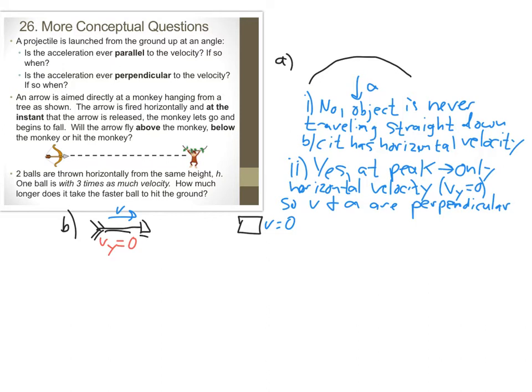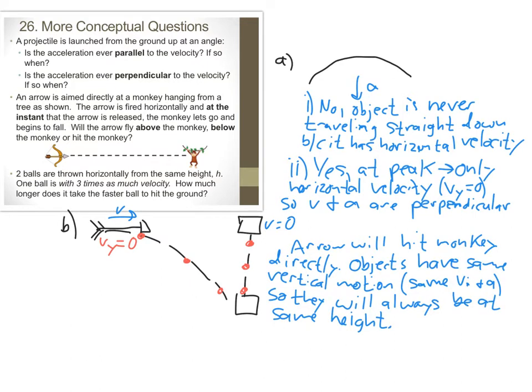So what's going to happen is, as the arrow flies through the air and the monkey falls, at any given location, the arrow and the monkey will be at the same vertical height, because in the y direction their motions are identical. They're starting at the same height, they have the same initial velocity, and they have the same acceleration. So the arrow is going to hit the monkey directly. To explain this, I would just say that the objects have the same vertical motion. There's nothing different about their vertical motion, so they'll always be at the same height. So that means that the arrow will hit the monkey.